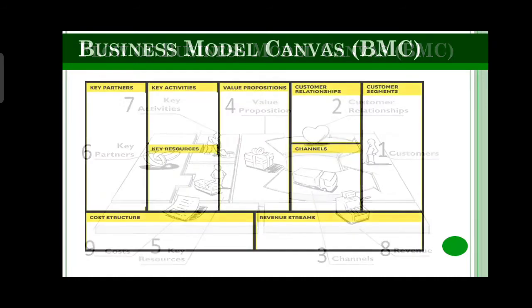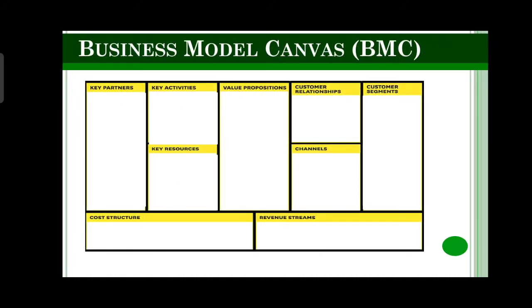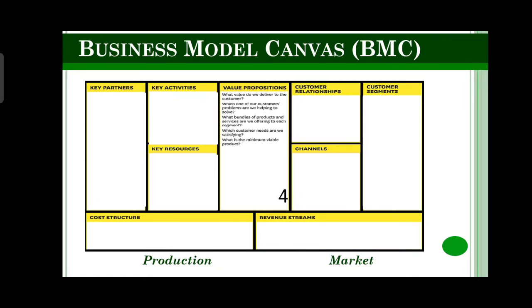So, this is how it looks in the business model canvas. Again, it is divided into two, the production side and the market side. This one, the value proposition, is what we must start with first to determine.